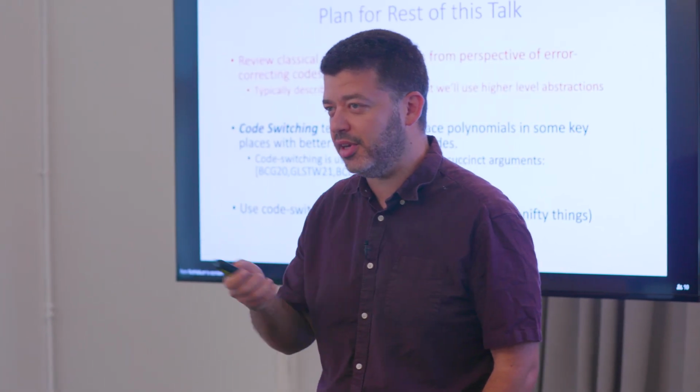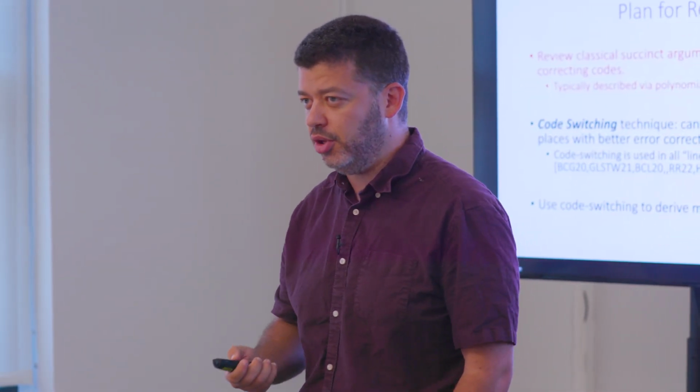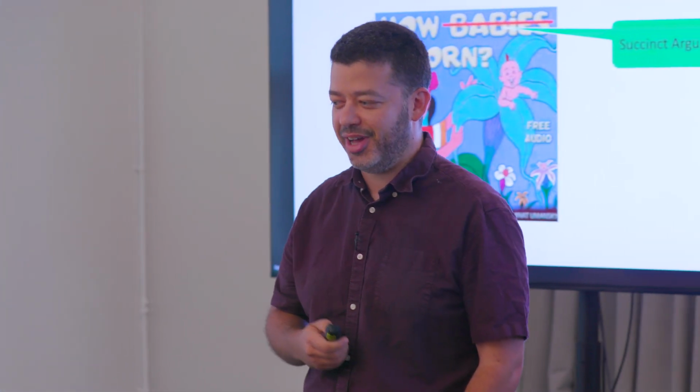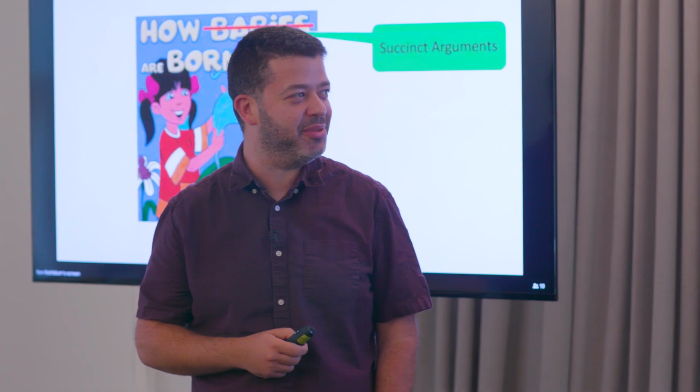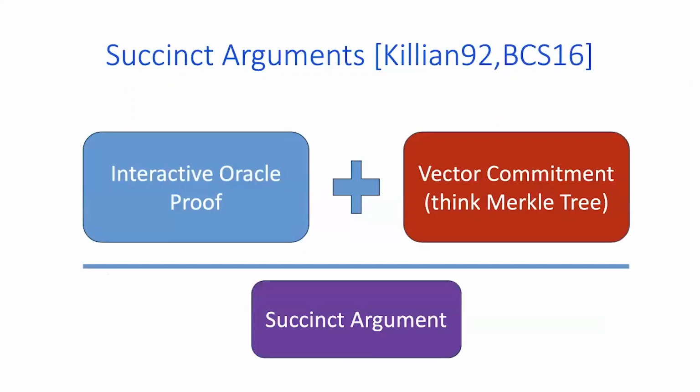So let's start with a review of how to build succinct arguments in general, but from the perspective of error correcting codes. How are babies born, or how are succinct arguments born? Like babies, succinct arguments typically have two parents. The first is an object called an interactive oracle proof, which I will define in a moment. It is an information theoretic object that generalizes a PCP, for those who are familiar with that.